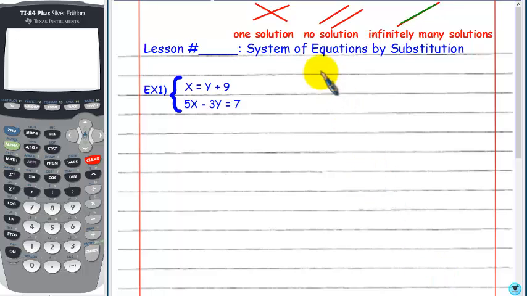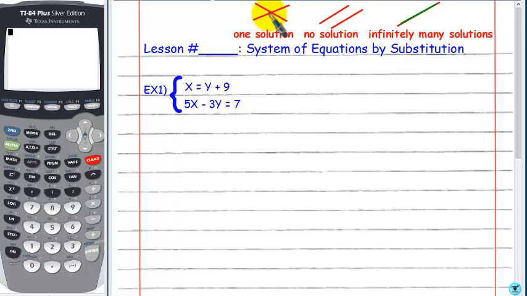Hello, welcome. This is going to be a lesson on system of equations by substitution. We learned in the previous lesson on system of equations by graphing that whenever you have a system of equations, that means two or more equations. And when you have two or more equations, that means you're going to have multiple lines. For example, let's say I have two lines.